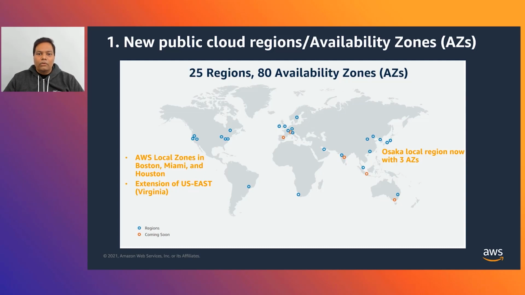We deploy these local zones near large populations, industries, and IT centers. This allows our customers to run applications that need single-digit millisecond latency closer to end users in a specific geography. In May 2021, we made Boston, Miami, and Houston local zones available, which are child zones of the US East Virginia region. We also announced in March that in Japan, the Osaka local zone now has 3 availability zones and is available to deploy all resources.